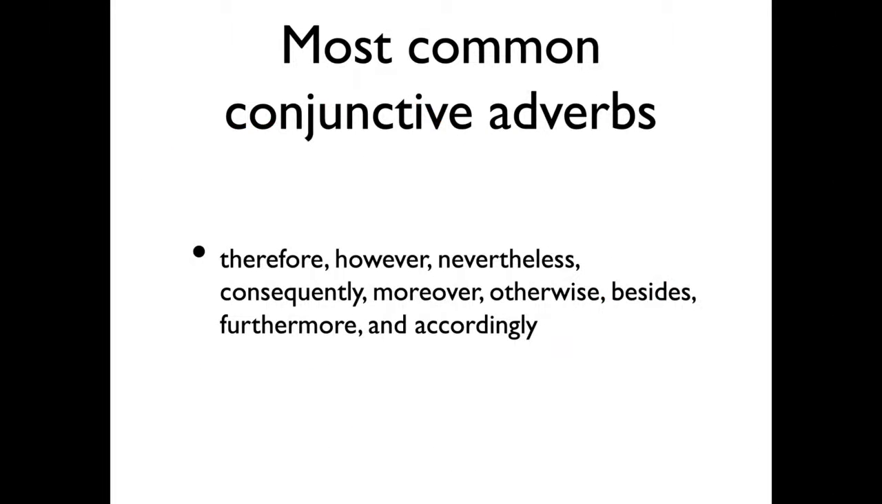Here are the most common conjunctive adverbs. So if you start a sentence with one of these, you almost always use a comma. Therefore, however, nonetheless, consequently, moreover, otherwise, besides, furthermore, and accordingly. Okay, just like all rules, there are exceptions.